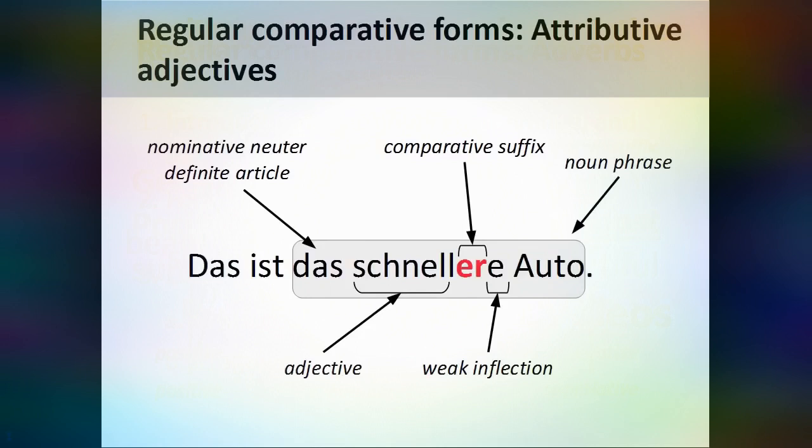As we have seen in the prior slides, the comparative is formed by just adding the comparative suffix er to the positive form of the adjective. However, since the comparative is used here as an attributive adjective, which simply means that the adjective comes before the noun it modifies, we also need to add the appropriate adjective ending. In this case, since we have a definite article in the noun phrase, das, we only need to add the correct weak adjective inflection, e, to the comparative. If you are uncertain how to apply strong and weak adjective inflections, please refer to the other videos in this series or consult your textbook.